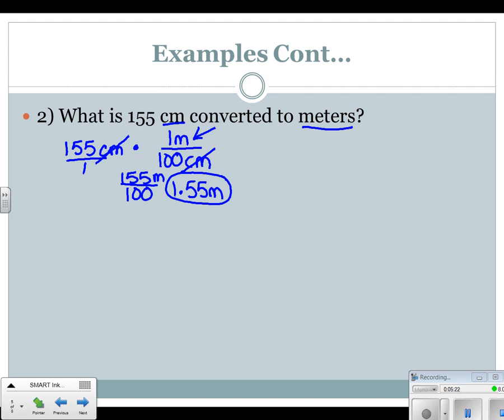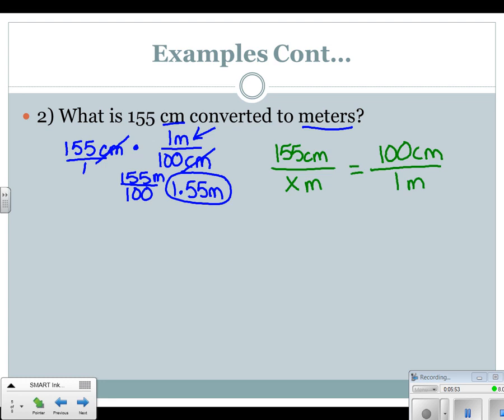Another way of looking at this is I know I want to take 155 centimeters and turn it into meters, and we're going to say we don't know what it is. I'm setting up a proportion using the conversion factor. I have 155 centimeters on the top on the left, so I'm going to put the 100 centimeters on the top on the right, and then 1 meter on the bottom to match up the units.